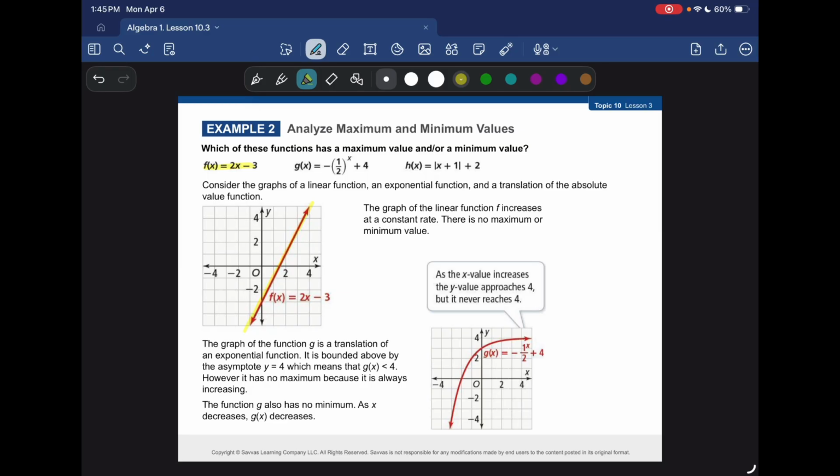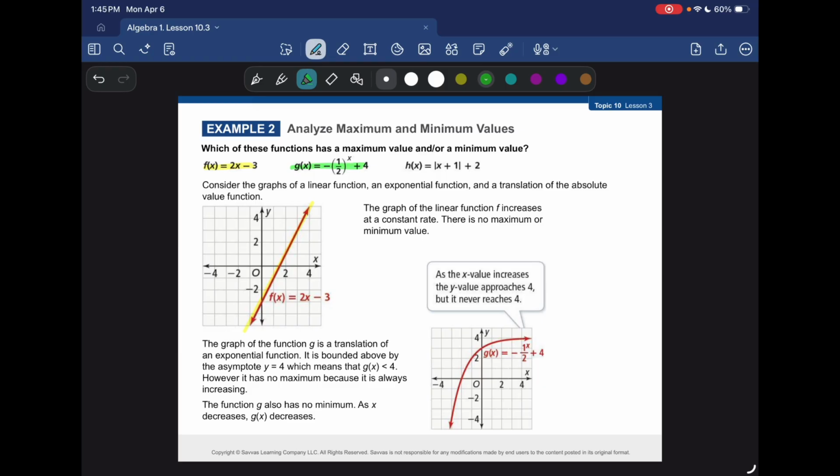Does it ever reach an ending point in either direction? It does not. It keeps going on and on forever to the right and on forever to the left, so it does not have a maximum or minimum. Let's take a look at g of x.